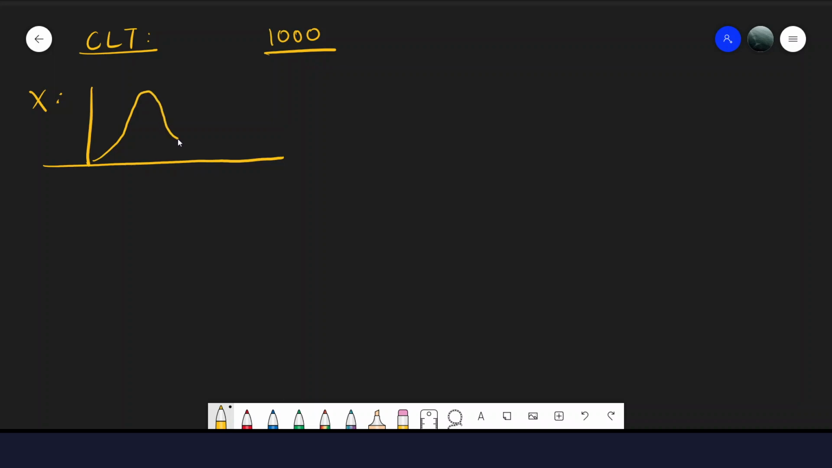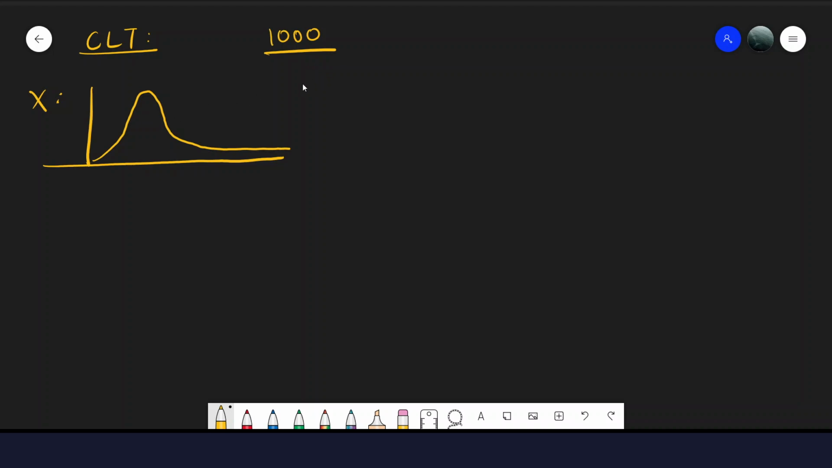The central limit theorem is very, very important. It's one of the most beautiful theorems in all of mathematics, and mathematics is probably incomplete without it. So let's say I have 1,000 samples, and I make a distribution out of it. The distribution looks something like this.